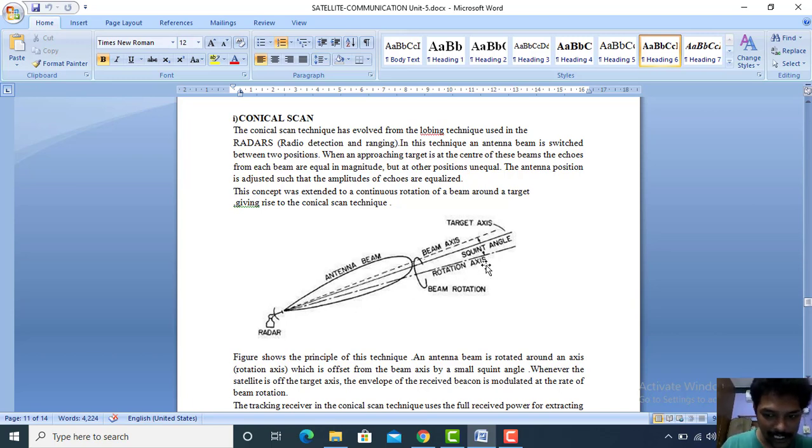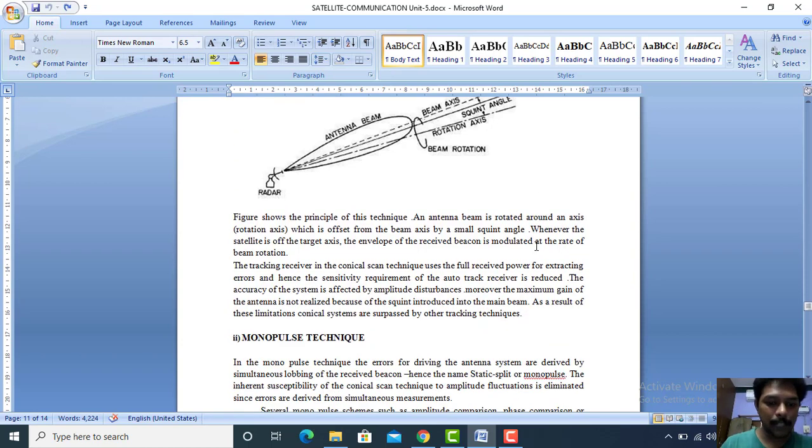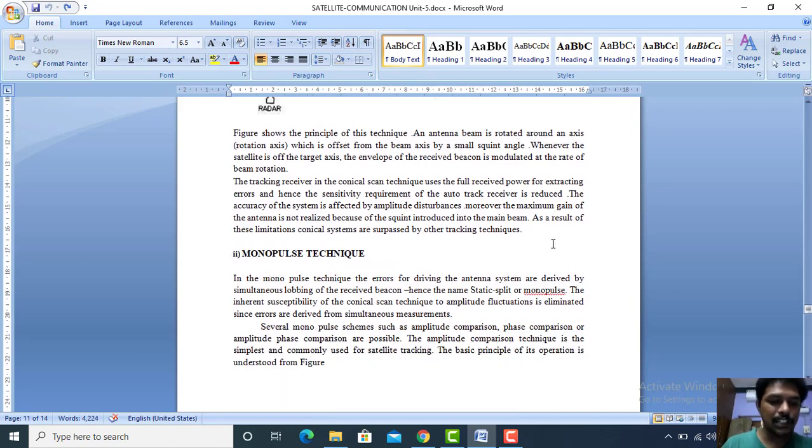The middle line which we are showing you is the target axis. The target is your satellite. So here we have the satellite, and that is your target. It will be operated to scan the signals, and the auto track receiver will send the maximum gain with the antenna. With the maximum gain of the antenna, it will send the signals and also receive the signals. So that is your conical scan.